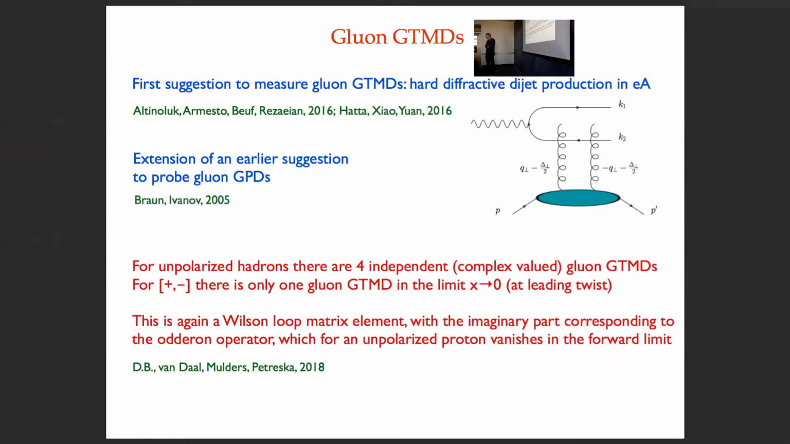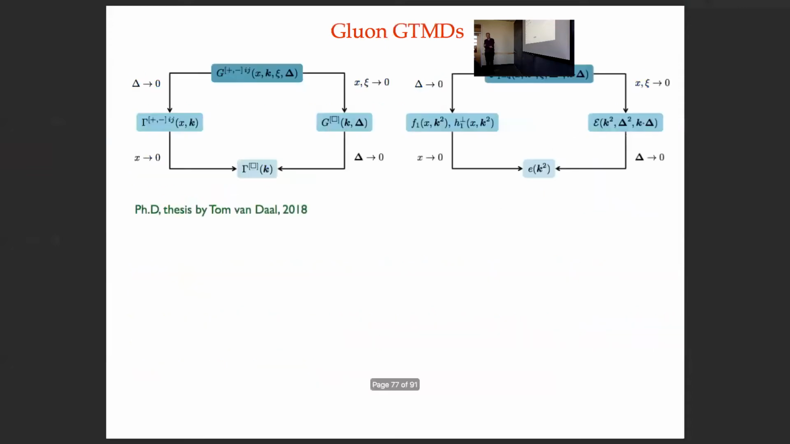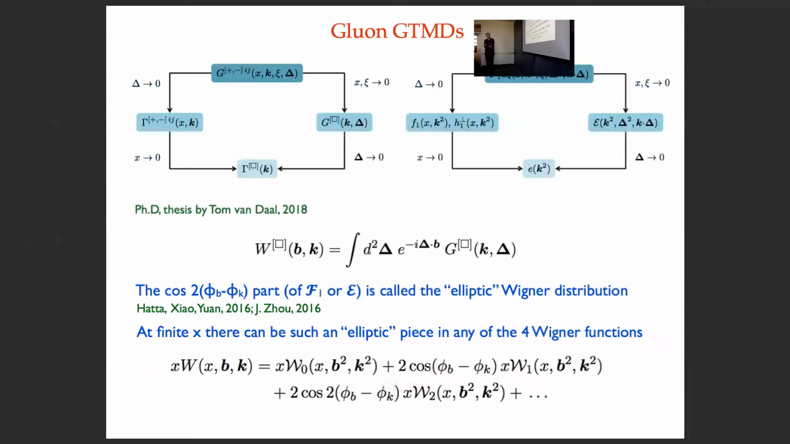Yeah, so in this process, it is plus minus, if I'm not mistaken. And of course, here the imaginary part is again this Odderon thing, which, as I claimed, was vanishing in the forward limit for the unpolarized proton. And what people call the elliptic Wigner distribution is the cosine 2 phi piece of that thing.